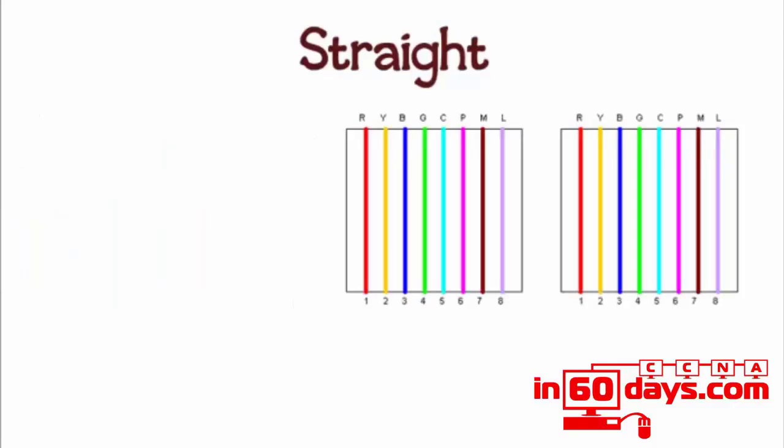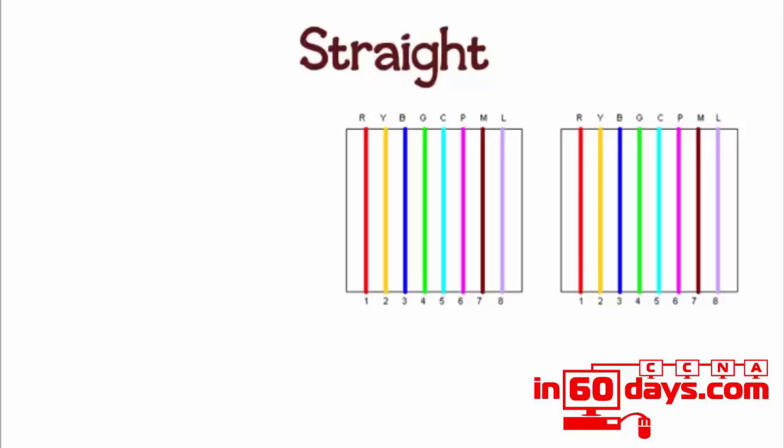So straight through cable, this is referring to the colour of the wires. Now I've made up just a random colour scheme. There are two set colour schemes for cables, which I don't think we need to worry about for the CCNA exams. But I've put colours and the numbers of the pins of the cables right underneath. So red, yellow, blue, green, cyan, purple, magenta and lilac. But these are just random colours.